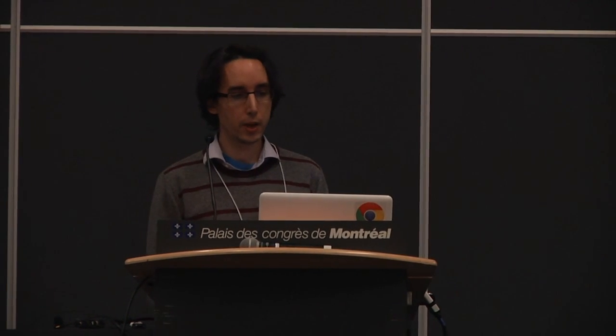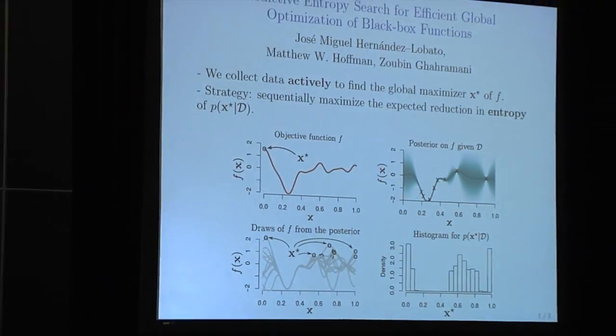Hello, my name is Miguel, and I'm going to present you this new method for Bayesian optimization, which is called predictive entropy search. This is a joint work with Matt Hoffman and Subin, by the way.